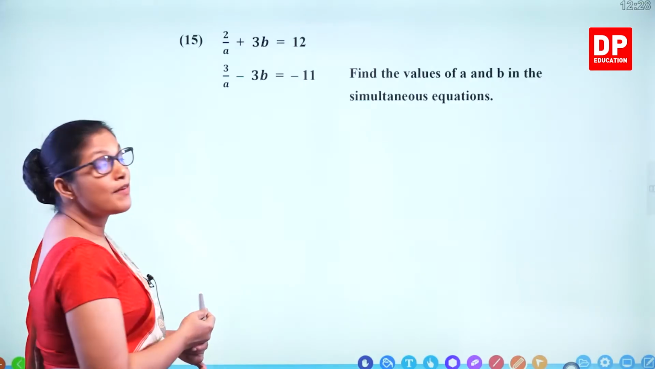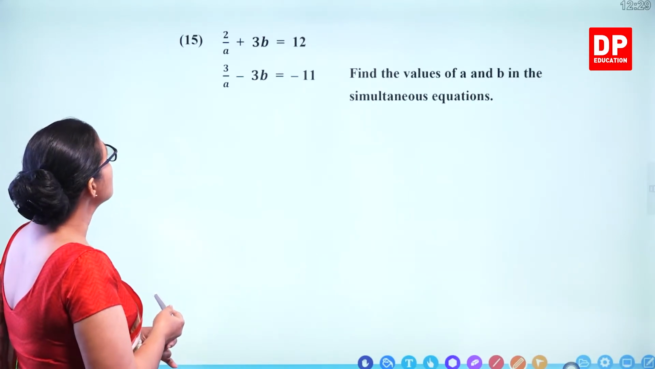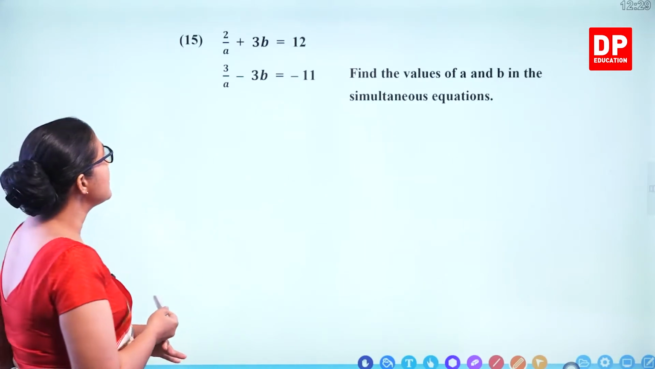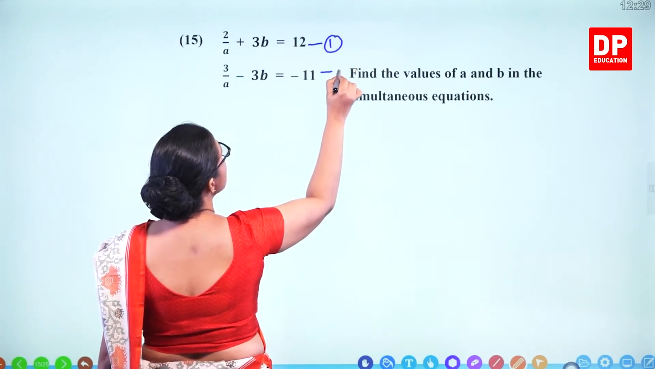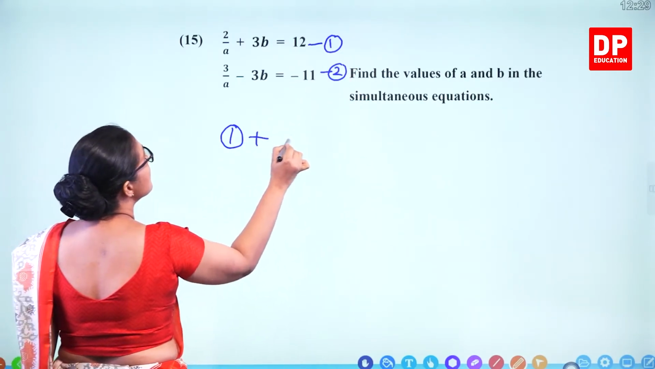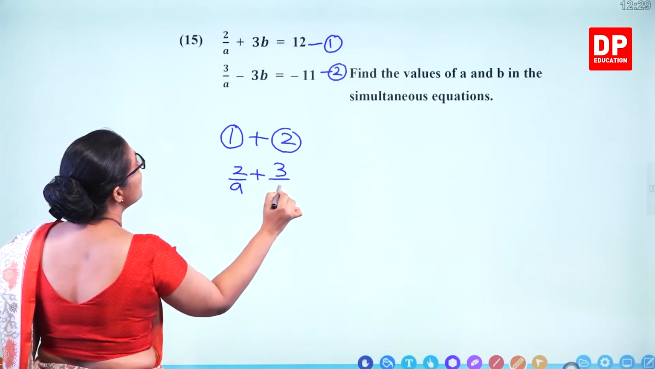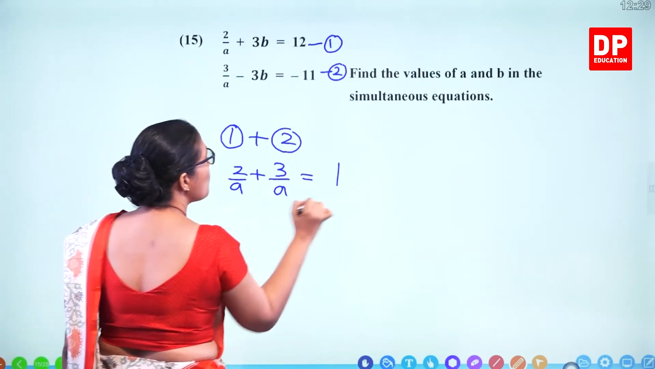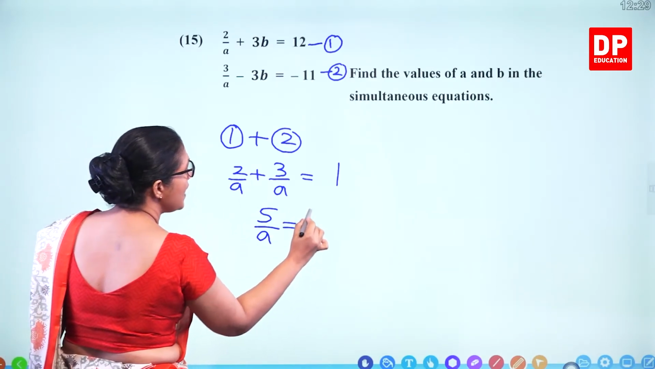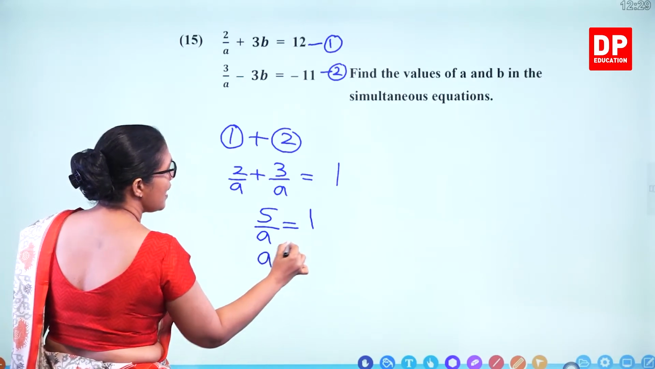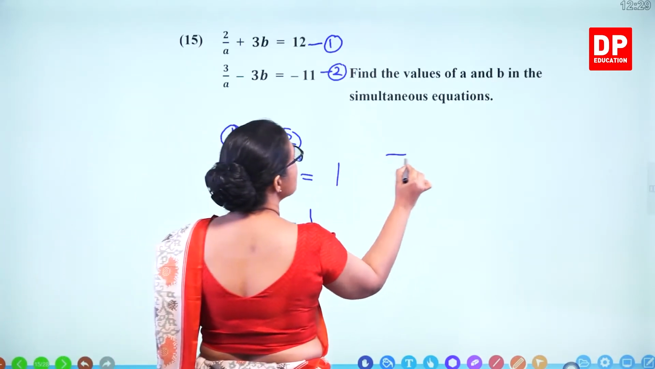Question number 15. You have been given 2 equations. Find the values of A and B in the simultaneous equations. So both you have to find. The easiest one is to just add them. When you add the 2 equations, this is 1 and this is 2, what happens? B gets cancelled out. You get 2 over A plus 3 over A is equal to 12 minus 11, which is 1. Same denominator, so you can just add the numerators. 5 over A is 1. So what is A value? A becomes 5. We found A.